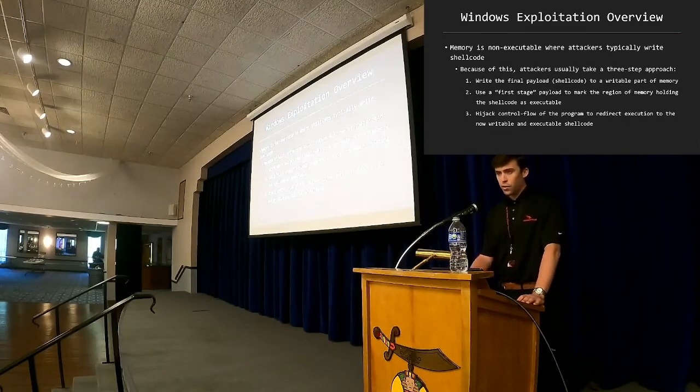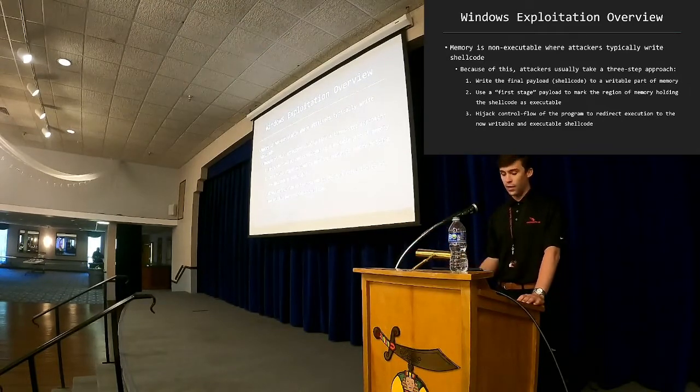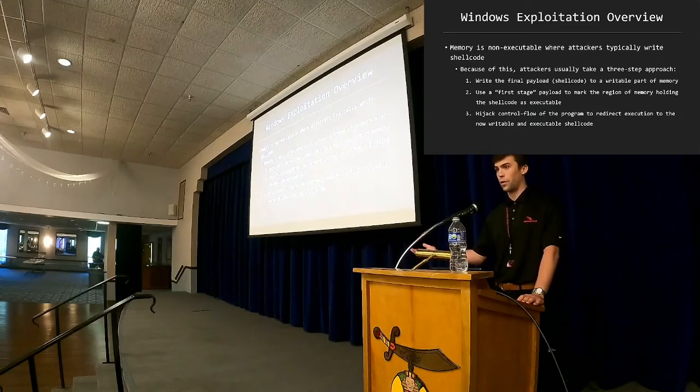The way this works is a three-step approach. On modern operating systems, there's really no read, write, execute memory by default. So attackers will find a writable portion of memory where they can write their shellcode. They'll use some sort of first-stage payload to mark that shellcode as executable, because remember, that memory is only writable, it's not executable. And then they'll do something called control flow hijacking, where they force the target to execute that memory, which is now executable, and so it's going to run your shellcode.